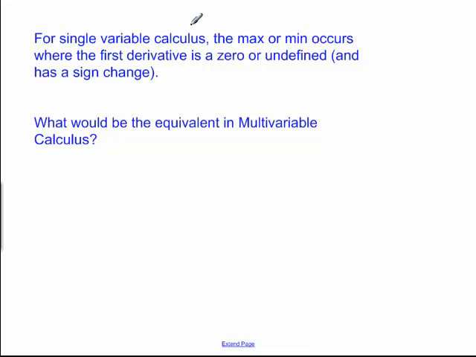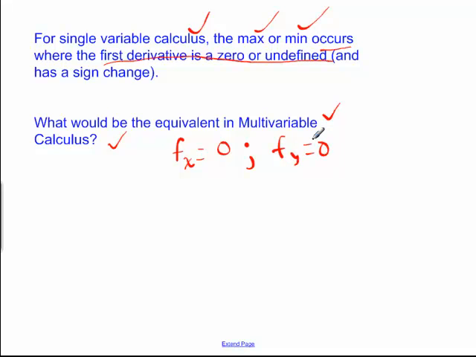So for single variable calculus, the max or min occurs where the first derivative is 0 or undefined. What's going to be the equivalent in multivariable calculus? Well, what do we think? Well, possibly when the first derivative with respect to x equals 0 and when the first derivative with respect to y equals 0. Let's think about what that means.